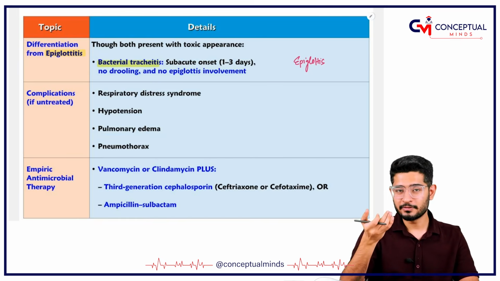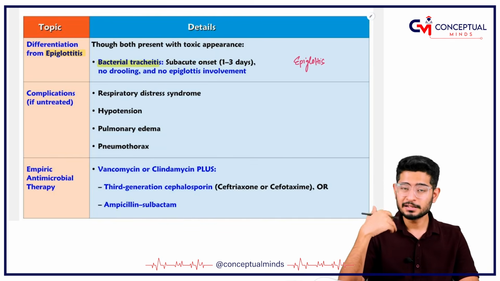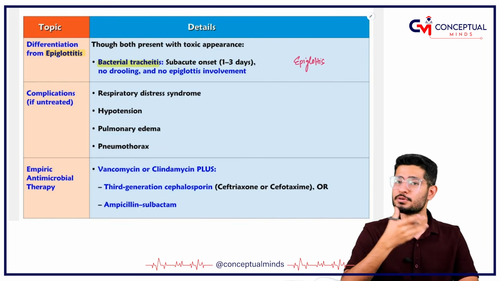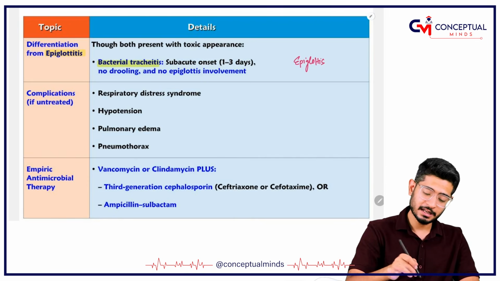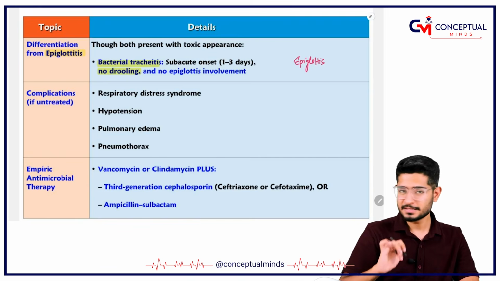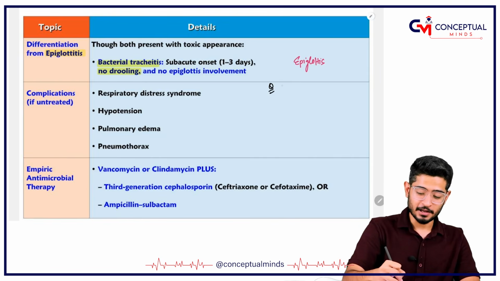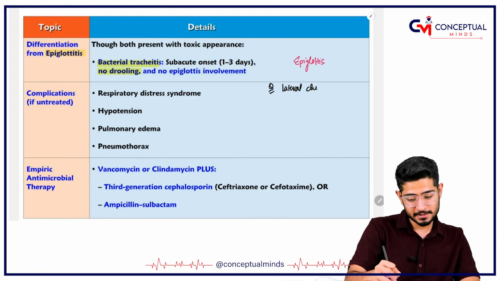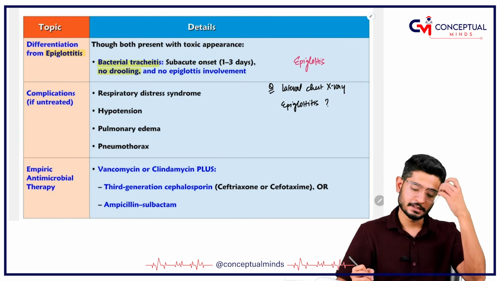So if the epiglottis is inflamed, it is going to do what? It is unsuccessful to cover the trachea while swallowing. That's why the child doesn't swallow, and there will be accumulation of secretions. So please understand, in bacterial tracheitis there is no drooling, whereas in epiglottitis the drooling is going to be there. And let me ask you one question. Which sign on lateral chest x-ray will you see if the child is suffering from epiglottitis?